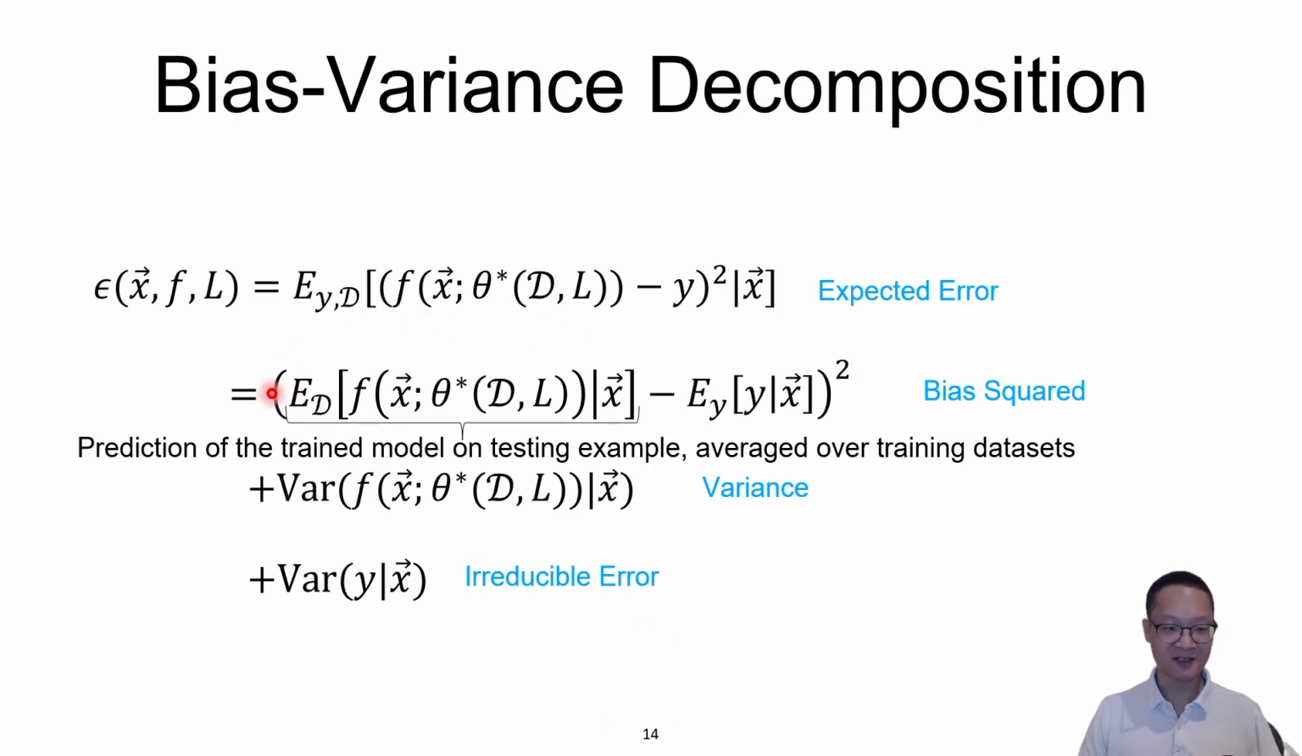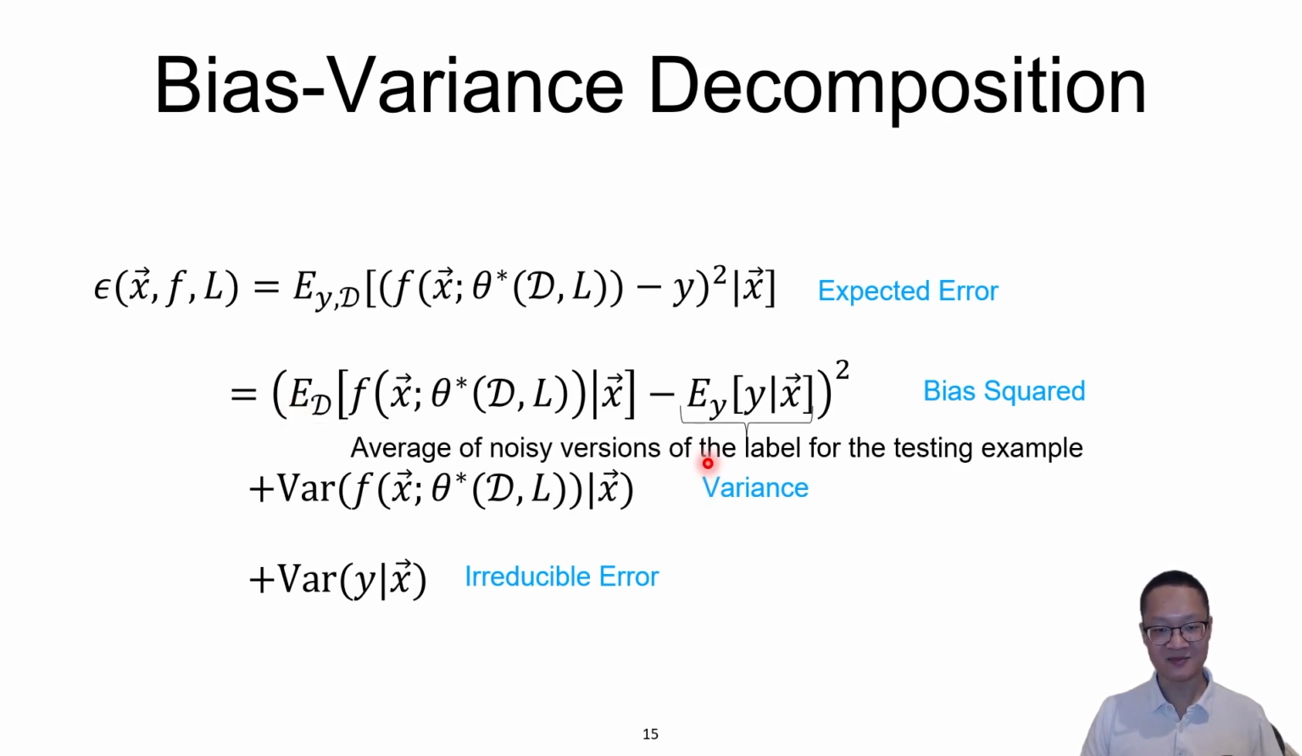Okay, so starting here. This is the prediction of the trained model on the testing example, averaged over training data sets. F gives us a prediction, but the prediction is actually random. Even if our model is deterministic, the prediction can still be random just because it depends on the training data set, and the training data set is random. So then we take the expectation over all the possible training data sets, and that will give us the expected prediction of our model.